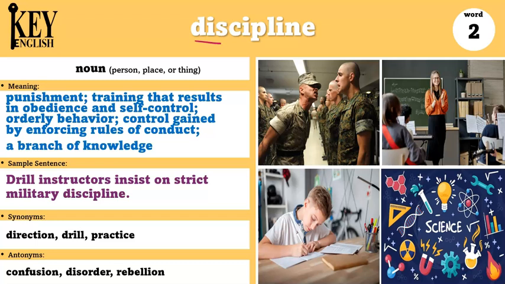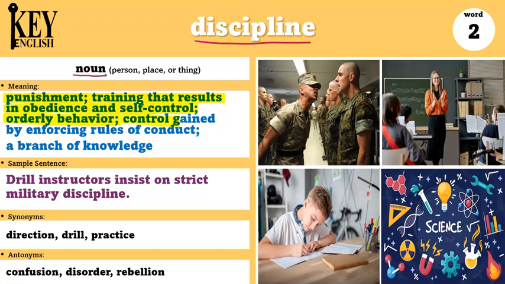Our next word is discipline. Discipline is a noun, and there are a few different definitions for discipline. The first one is punishment, training that results in obedience and self-control. So when we discipline someone, we are helping them follow the rules, or we're helping them stay in control. Their behavior will be orderly, so their behavior will be in control.